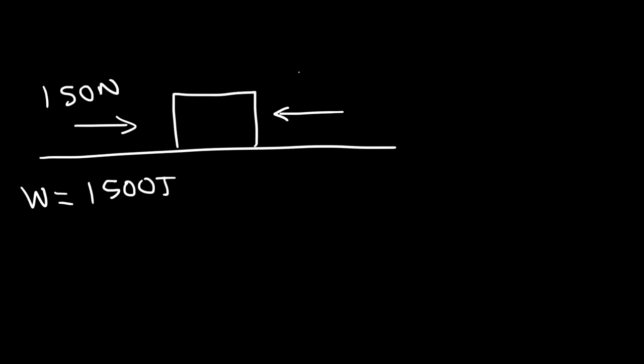So we have a force of 150 newtons. So the work done by that force is 1500 joules. Now, if the crate goes to rest, that means there's a frictional force that's acting on it. And so the energy that was transferred by the force was eventually transferred to friction, because friction brought it back down to rest. So the work done by the frictional force is negative 1500 joules.